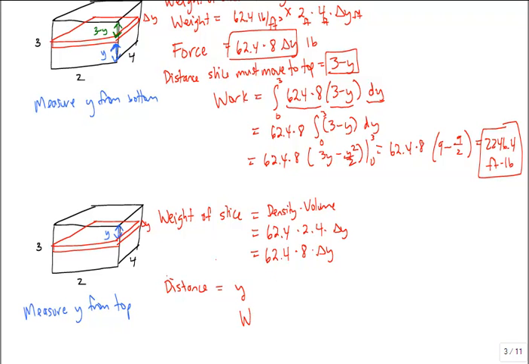So my work integral becomes all of this weight, so 62.4 times 8, the delta y turns into a dy, times my distance, which is now just this y function. And my bounds are going to be 0 to 3, just as before, because if y is from the top down, I still need to go from 0 all the way down to 3. So same exact bounds for this particular problem.